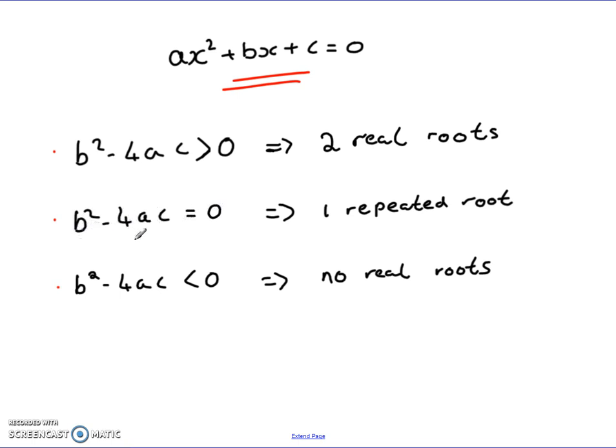Second scenario is when b squared minus 4ac equals 0. What this means is there's no square root part for us to add and subtract from our value, so we're going to end up with the same value twice. So we're going to end up with one repeated root.